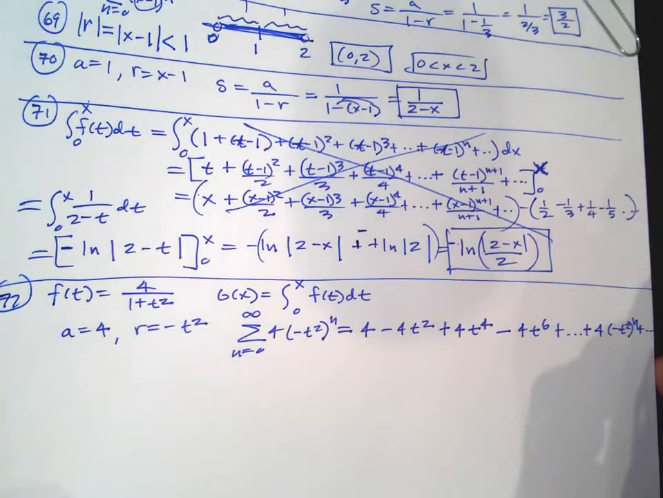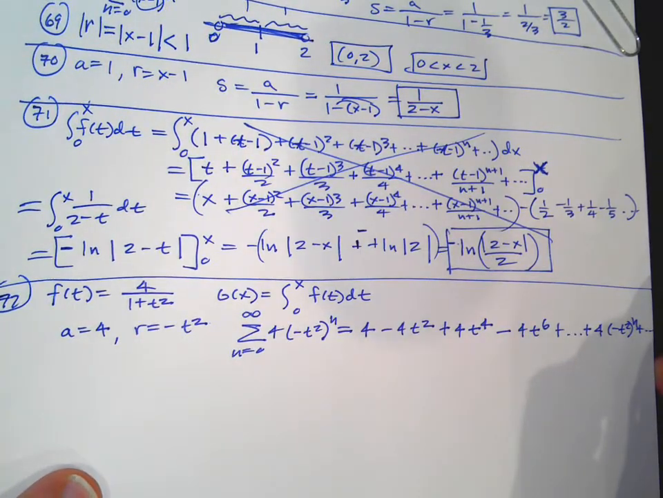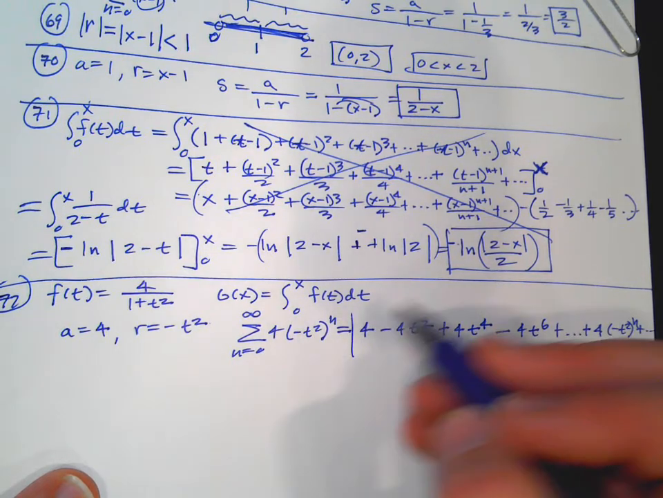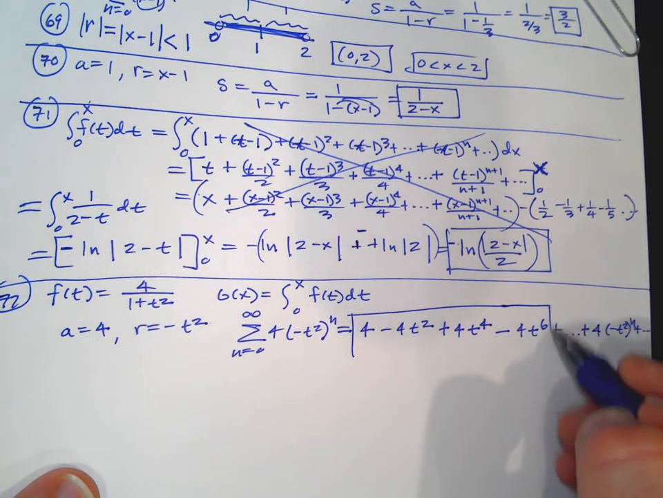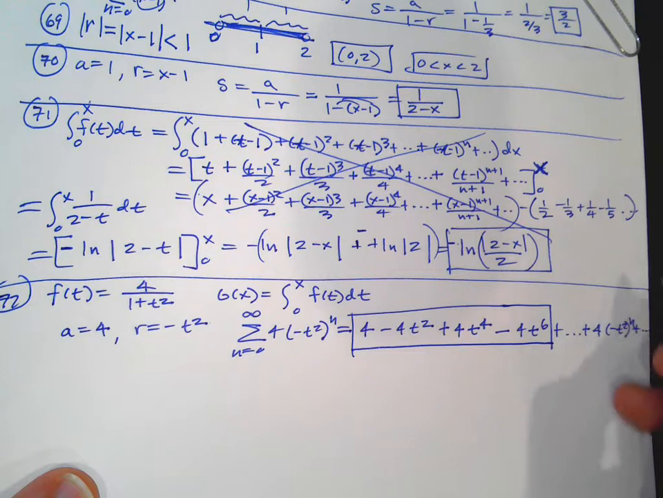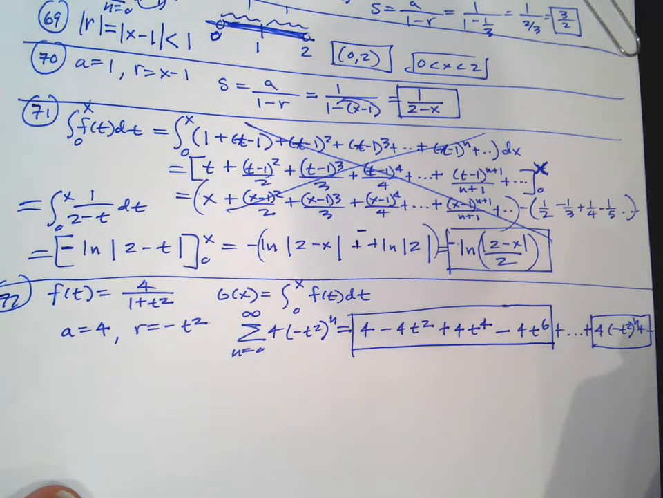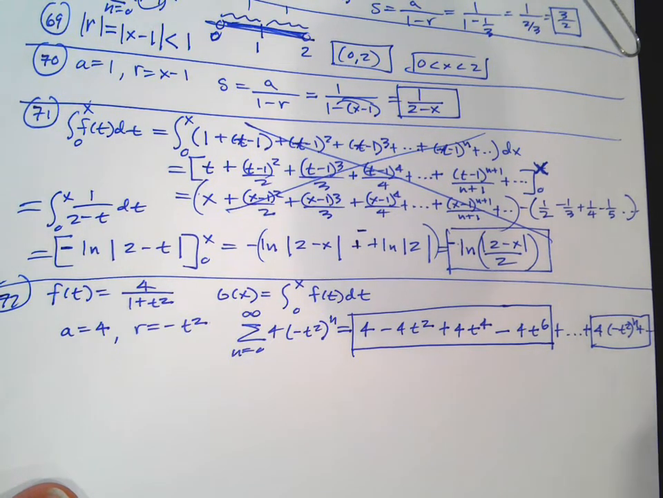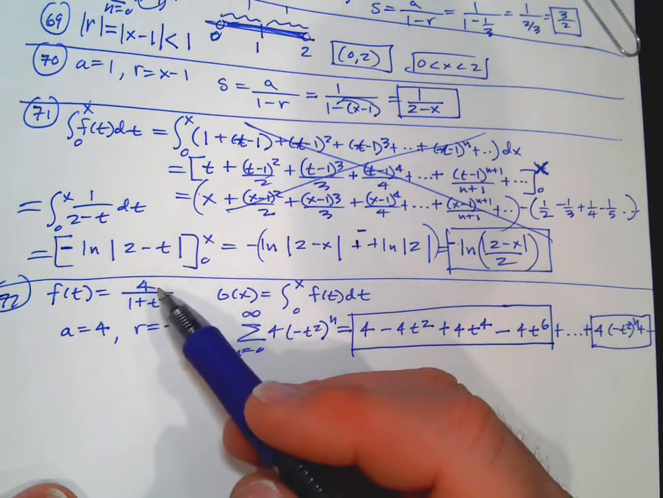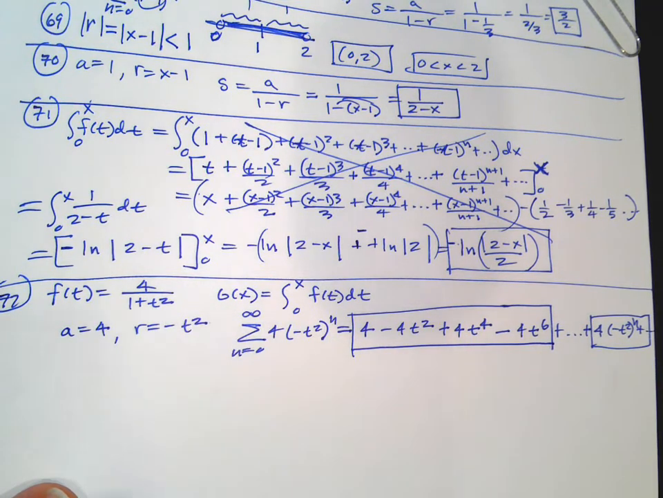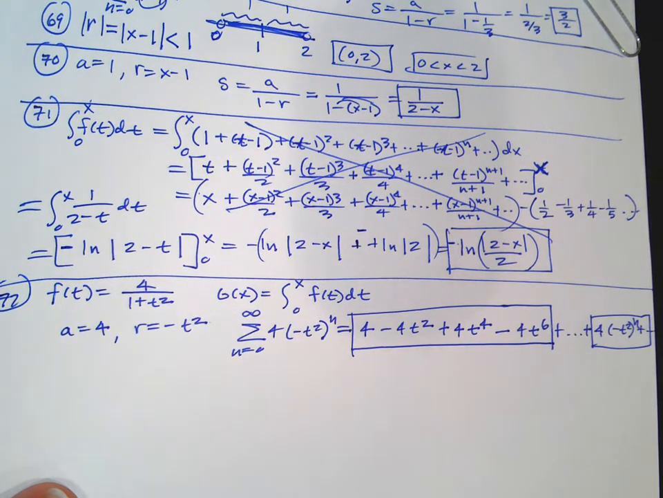So they said find the first 4 non-zero terms and then the general term. So there you go. That's what I did. Alternatively, you could take the approach that we were taking in the notes where you take the derivative of this repeatedly, but it gets bad real quick.